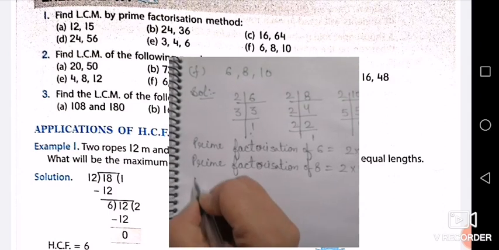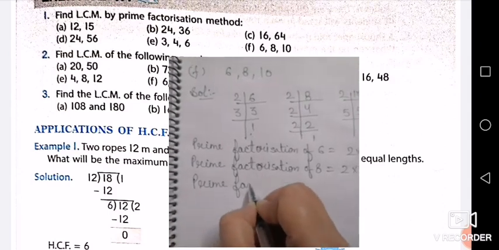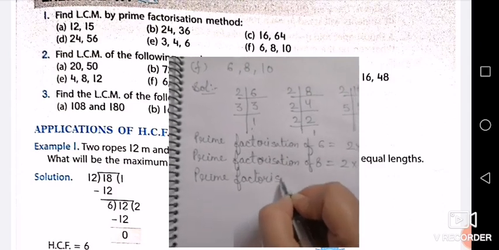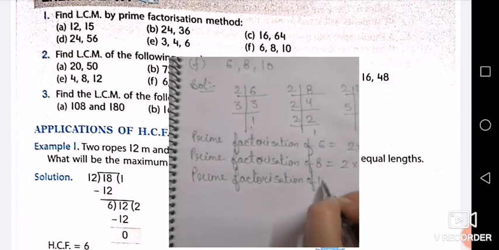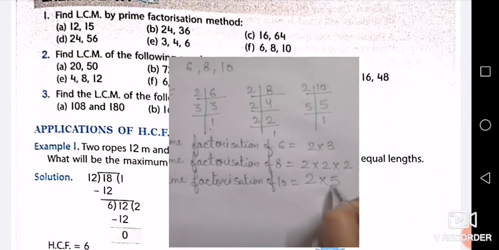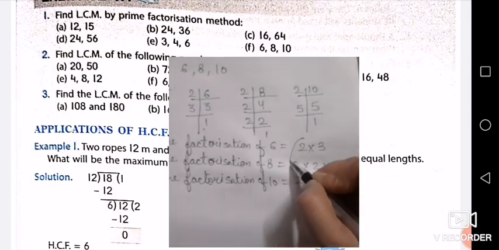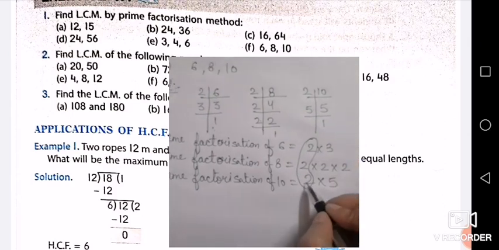Next is prime factorization of the last number. What is your last number? Yes, correct. The last number is 10. Now here the prime factorization of 10 is 2 multiplied by 5. Now as you can see, one 2 is common in all. You can see here one 2 is common in all.